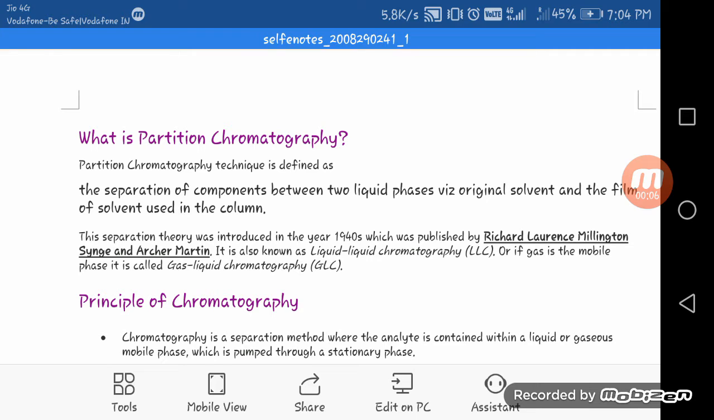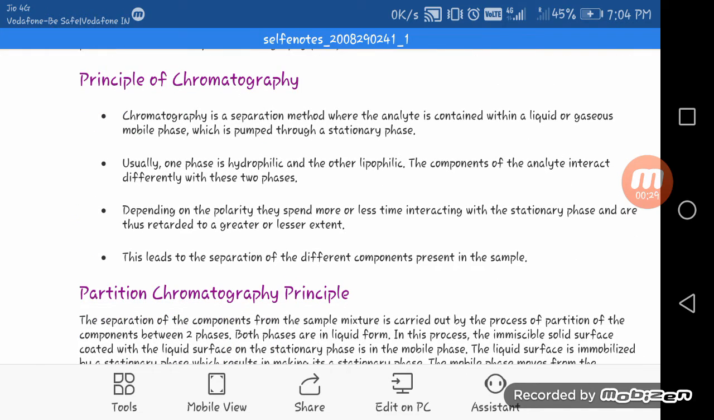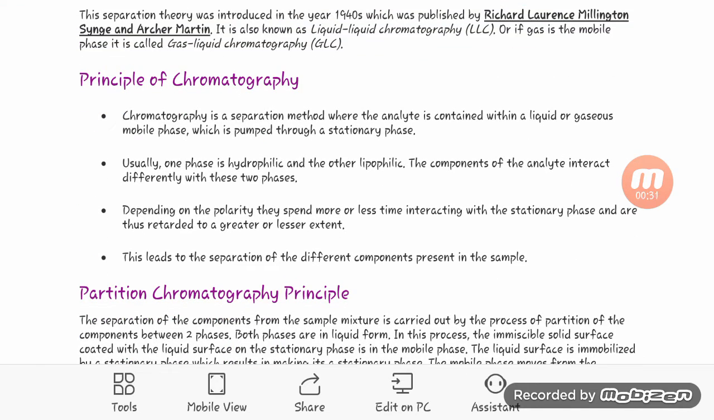Namaste. So today we will study partition chromatography. Partition chromatography technique is defined as the separation of components between two liquid phases, by the original solvent and the film of the solvent used in the column. This separation theory was introduced in the year 1940. So let's see the principle of chromatography.